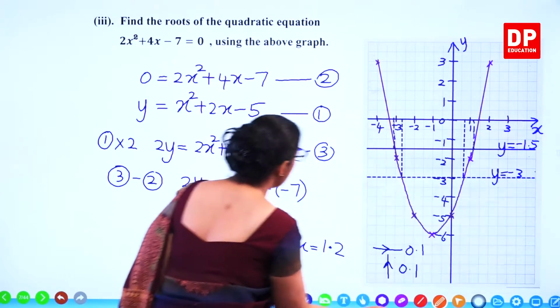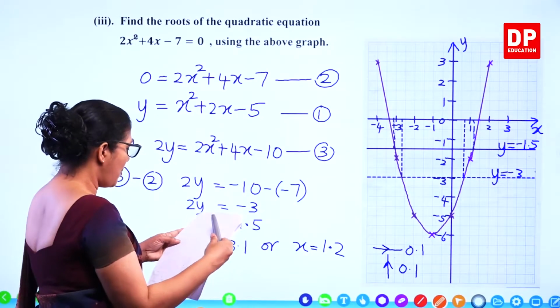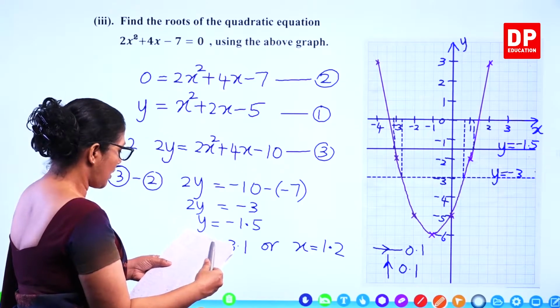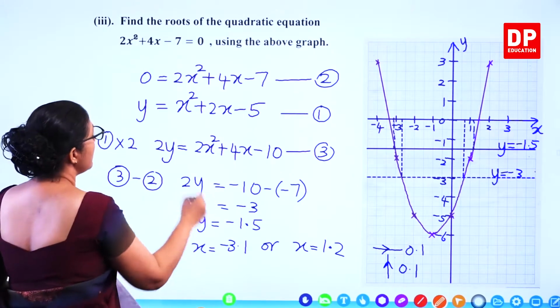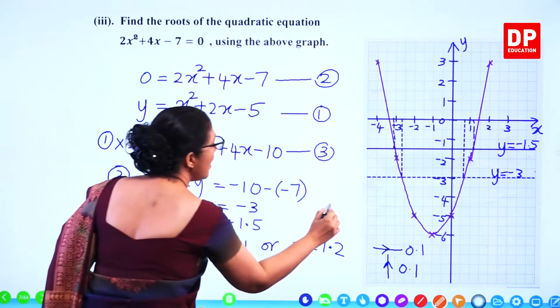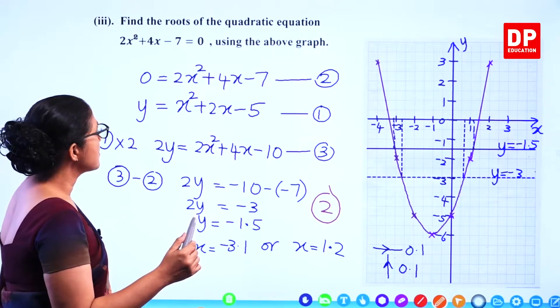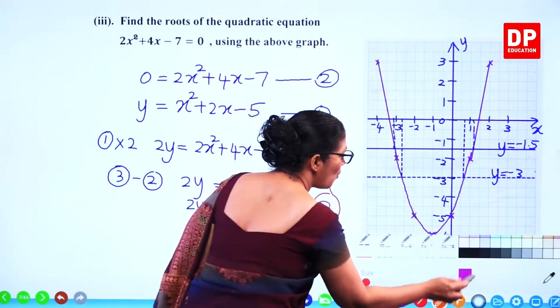So how many marks for this step? The third part, you get 2 marks for that: finding the equation and using that to find the solutions. So 2 marks. So we gave 10 marks for the whole question.